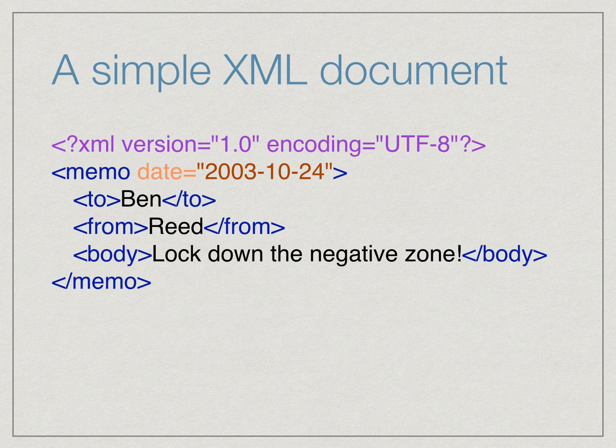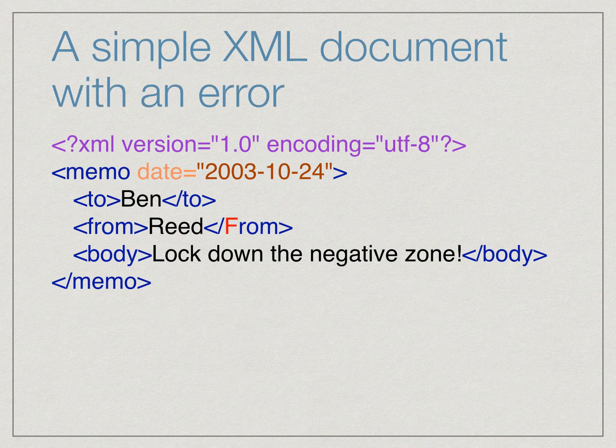Here's a very simple XML document. We have an XML declaration followed by the root element memo, which includes a date attribute. We have 3 children of the memo element, the to, from, and body elements, each of which contain text. Here's the same document, but we've introduced an error. XML is case sensitive. So our from element does not have a closing tag because the case of the characters does not match. The open tag for the from element uses all lowercase characters while we have a capital F in the closing tag, so an XML parser will report an error.